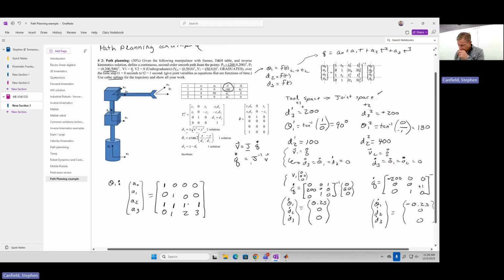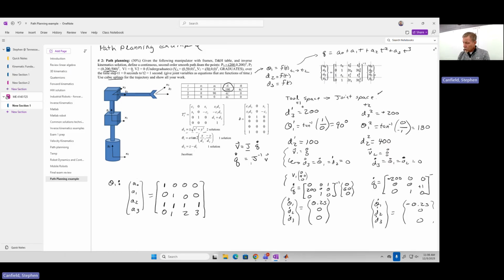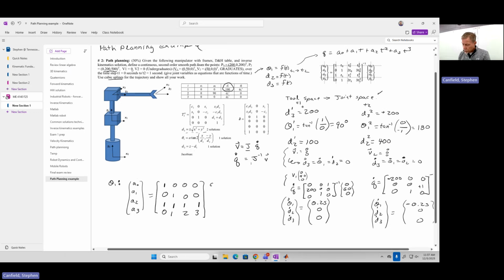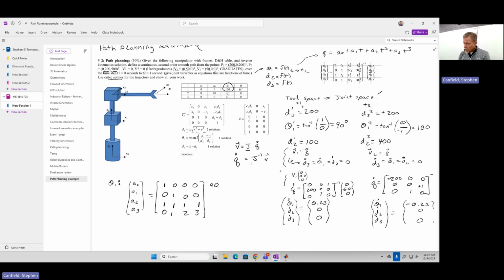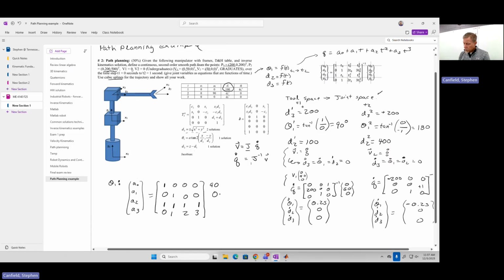And I multiply that by my Q0, which is theta 1 here, which is 90. Q0 dot: for the case where the velocities are 0, I would put in 0. When the velocities were non-zero, I had 0.25. Okay. So you can solve either one.